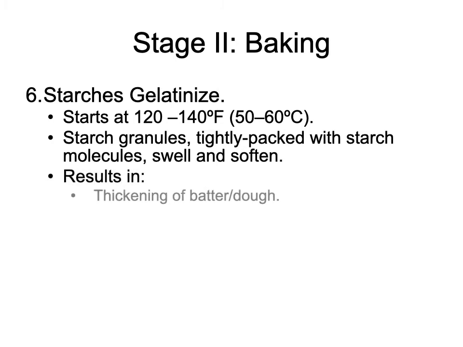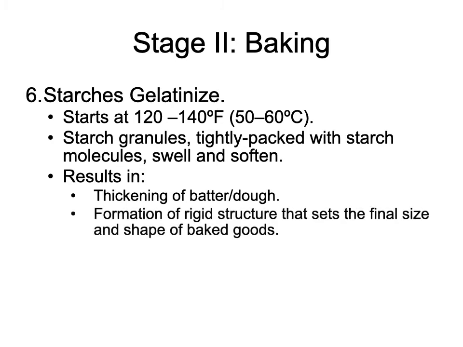What this results in is thickening of a batter or dough. It does help to form something of a rigid structure that helps to set the final size of the baked product. So starches work in concert with other things like proteins to help hold the shape and help set the final size for your baked product.